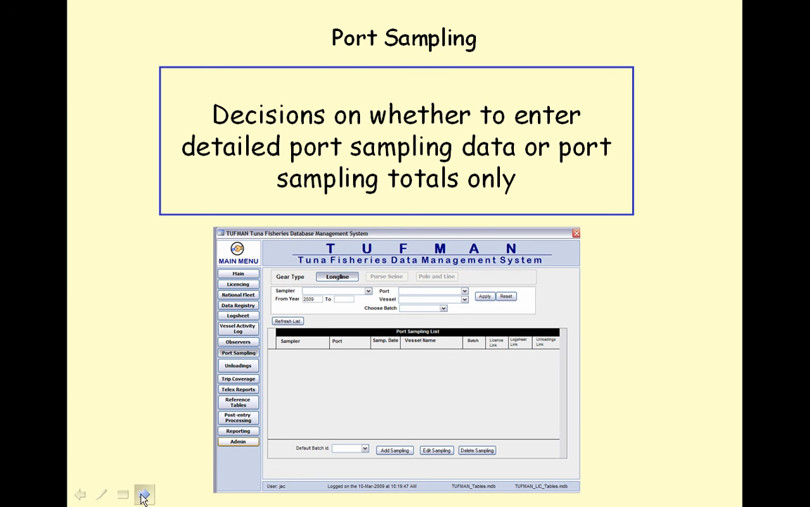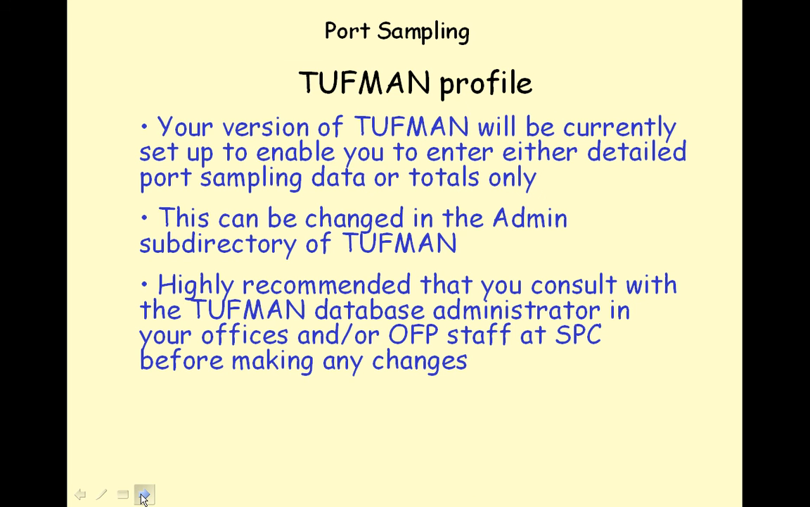This lesson will discuss whether to enter detailed port sampling data or port sampling totals only. Your version of Toughman will currently be set up to enable you to either enter the detailed port sampling data or to enter the totals only. This can be changed in the admin subdirectory of Toughman under the profile setup.